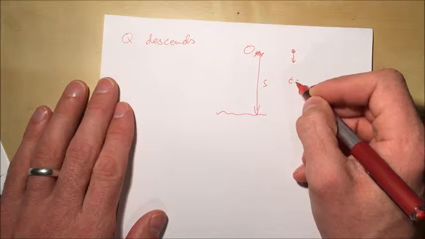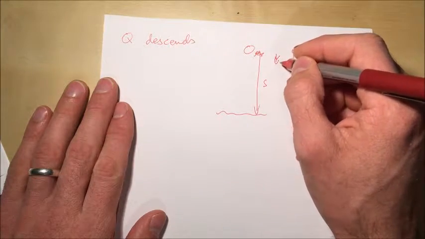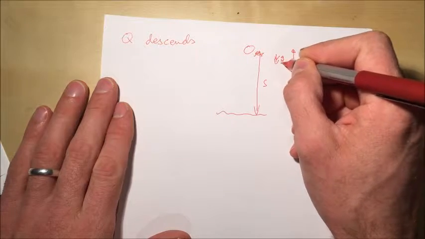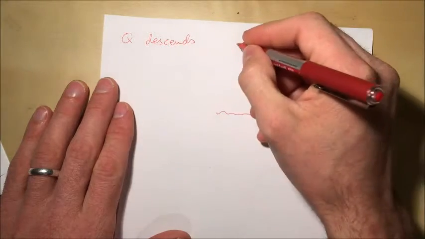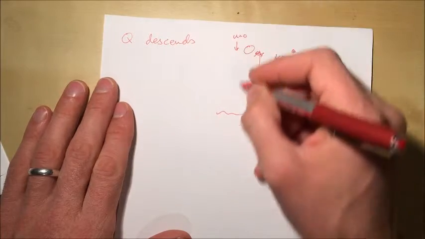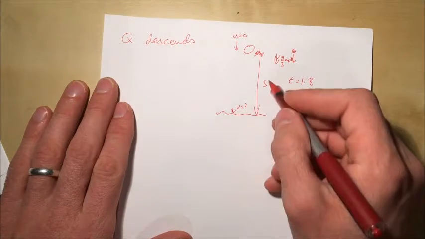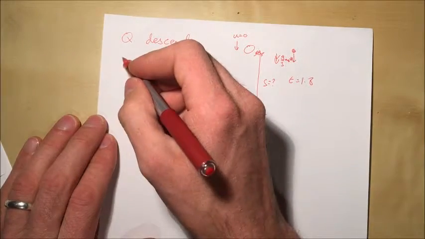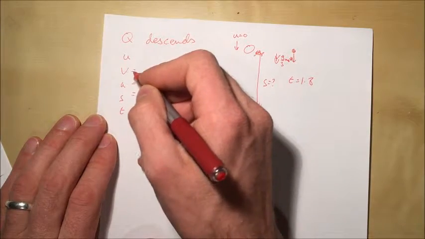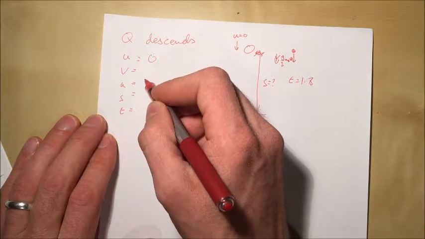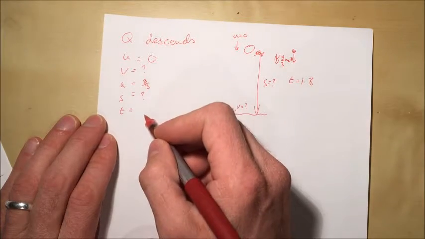The time taken is 1.8 seconds. The acceleration is g over 3 meters per second squared, and the initial velocity is 0, and the final velocity v we're interested in, and s we're interested in as well. So we've got u, v, a, s, t. U is 0, a is g over 3, s we're interested in, v we're interested in, t is 1.8.